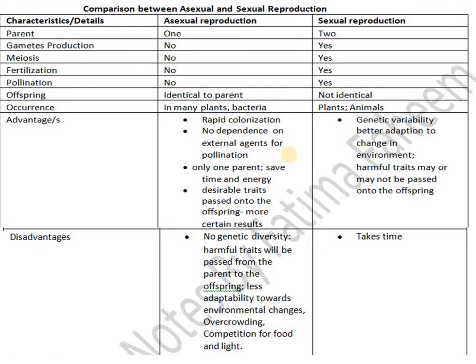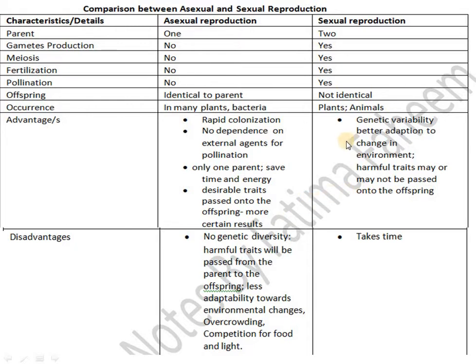The advantages of asexual reproduction we saw in the practice worksheet that I gave you yesterday. It involved rapid colonization, that the process is quite fast. There would be no dependence on external agents for pollination. If you know from your previous knowledge that pollination is the transfer of pollen from anther to stigma, that would happen only in sexual reproduction, not in asexual reproduction. Only one parent is involved, so it saves time and energy. There would be desirable traits which would be passed on to the next generation without any uncertainty.